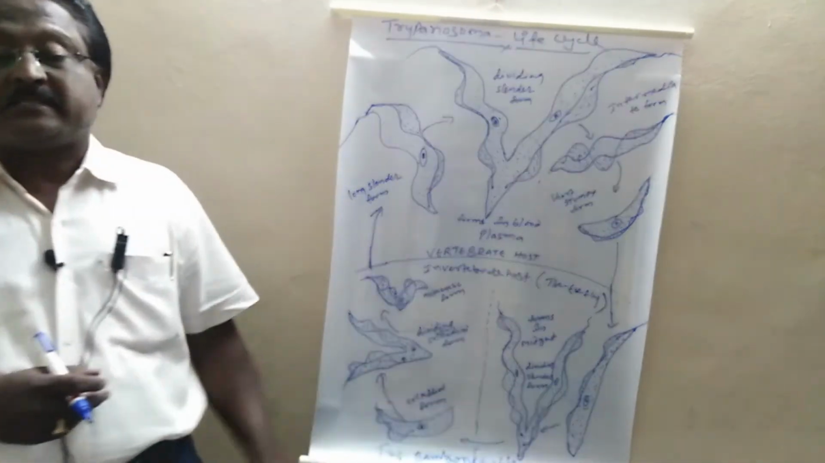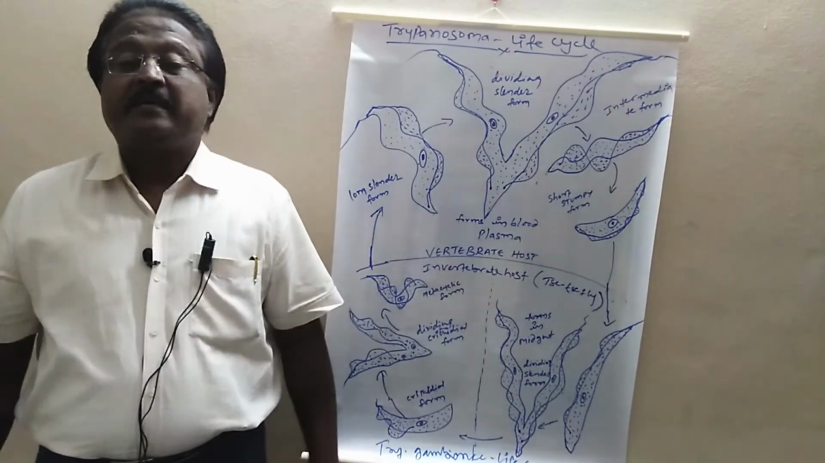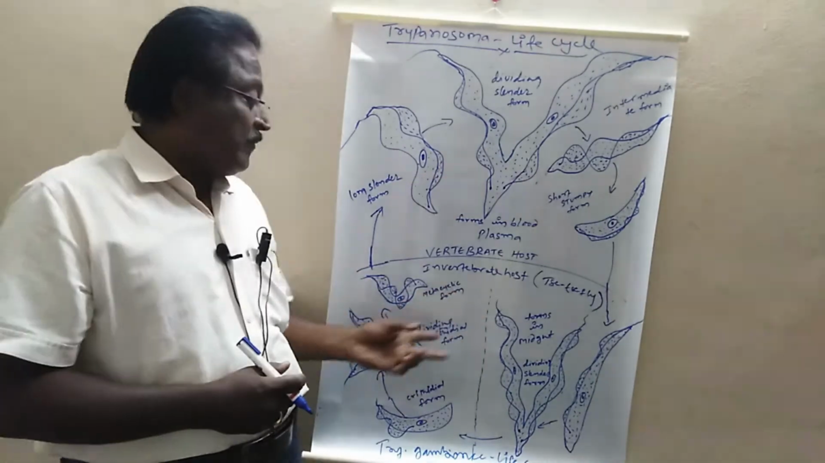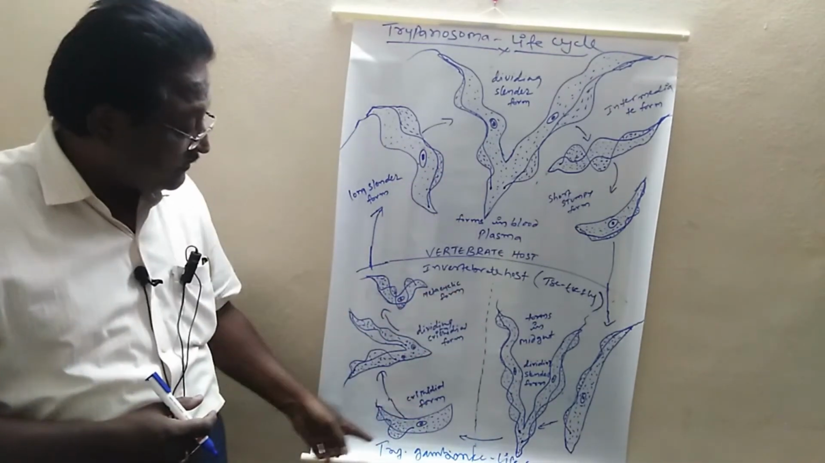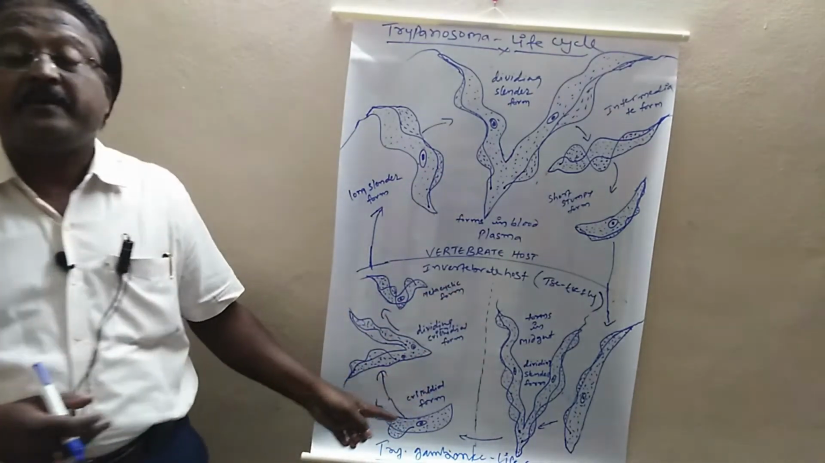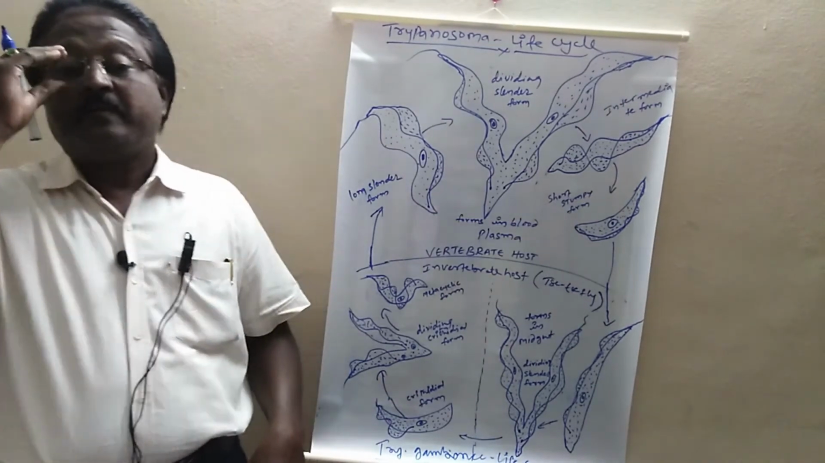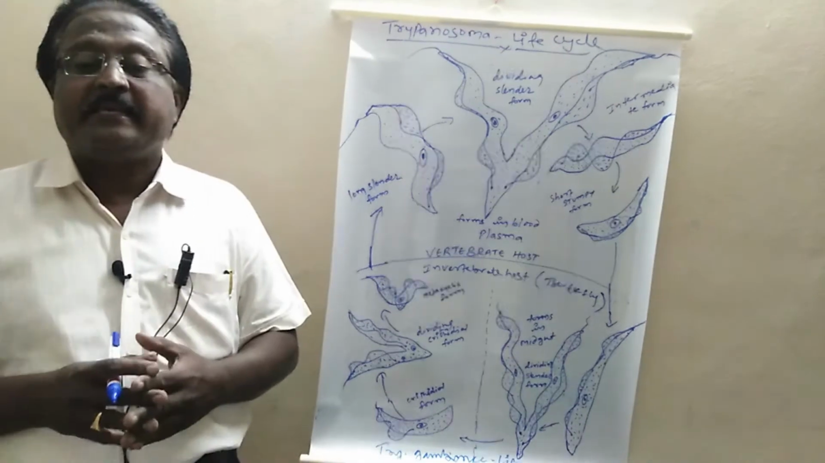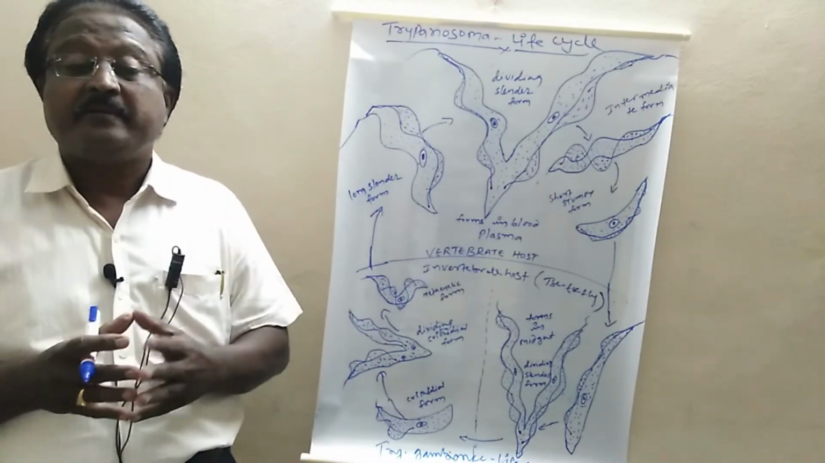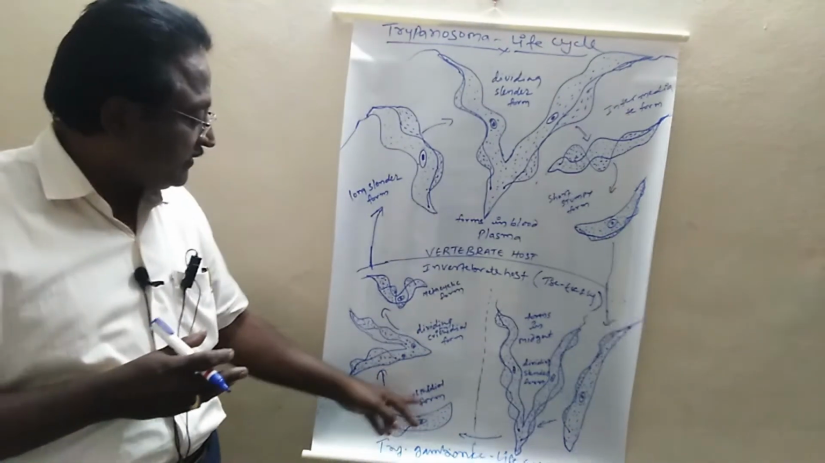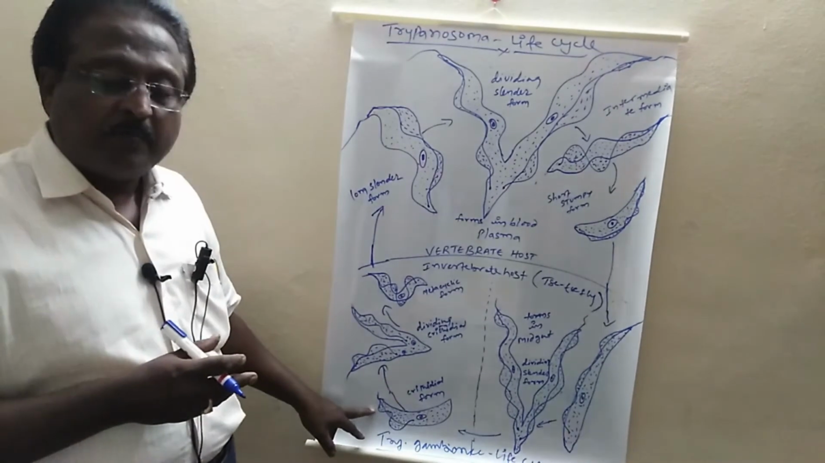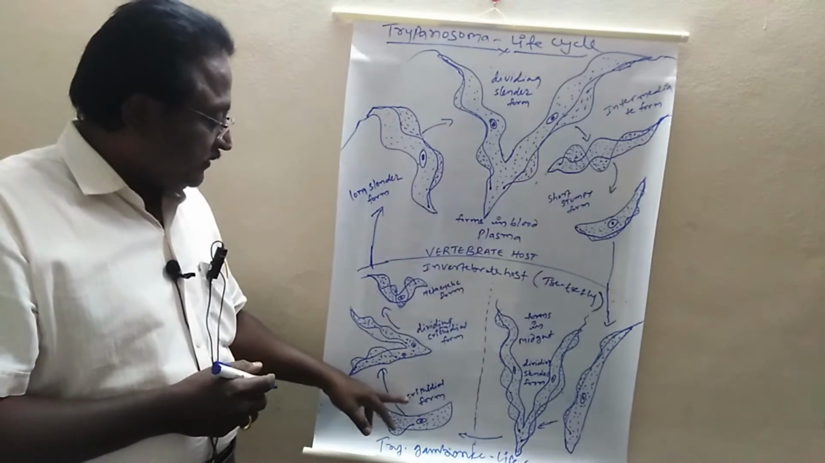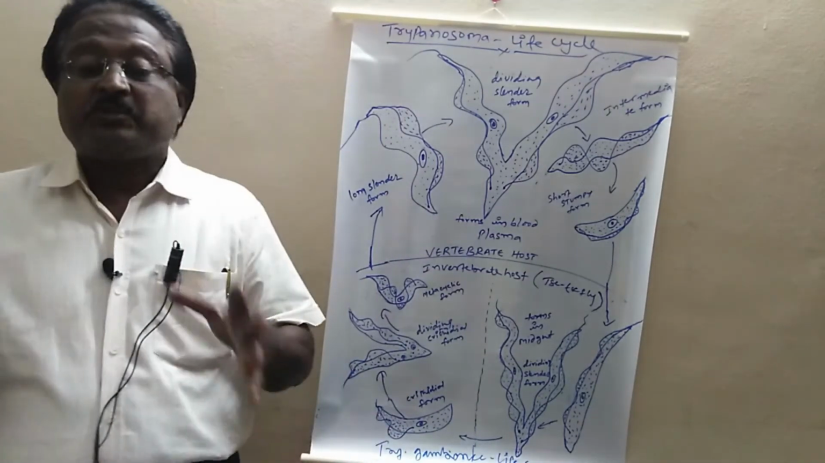Then it enters the salivary glands and is transformed into crithidial forms. This is the crithidial form. Here it develops into crithidial forms. The crithidial form is short. You can see here on the whiteboard, I am showing it becomes crithidial forms, which are short.